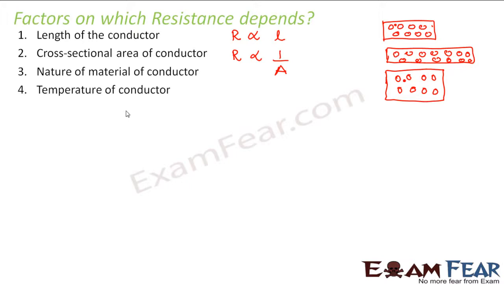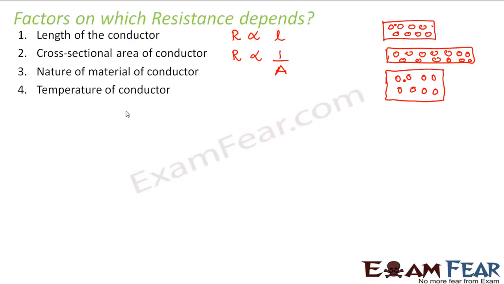Next is the temperature of the conductor. So how does it change with temperature? When the temperature increases, what happens? For any object, if you increase the temperature, the particles of that object will start moving randomly. So they will be set in random motion. Whenever there is random motion, there will be more collisions. So wherever you have more collisions, the frequency of collision will also increase. Now, if the frequency of collision increases, what will happen to your resistance? The resistance will also increase with the increase in temperature, right?